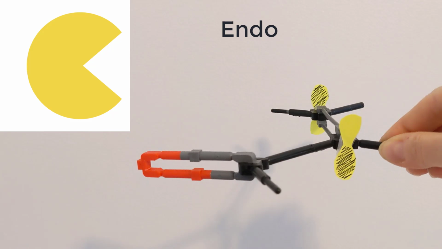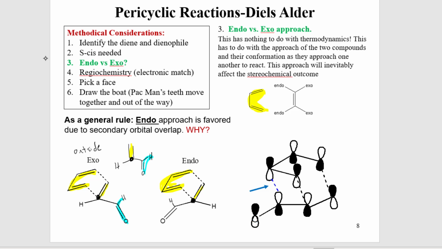Right, so here's the electron withdrawing group. And what I'm stating as a general rule, and there's a reason for this, is that endo is typically the approach that is favored. When I show these to students, they go, yeah, but isn't endo bad because, like, isn't there steric hindrance here?